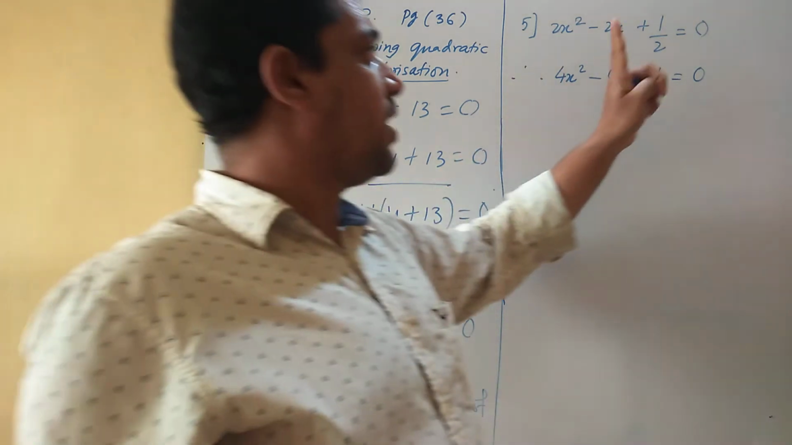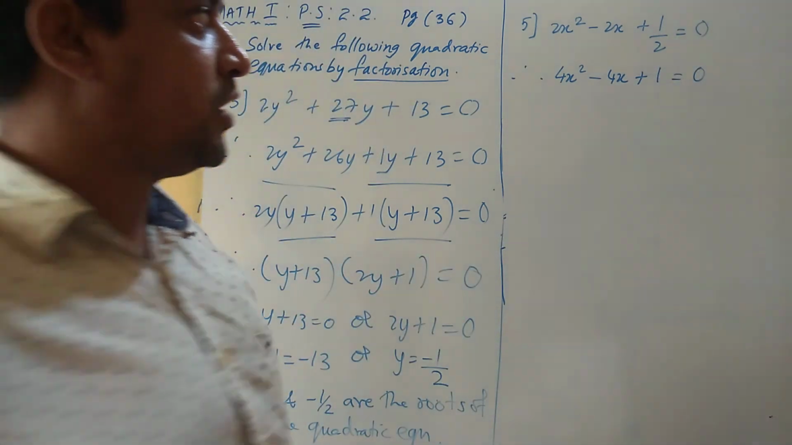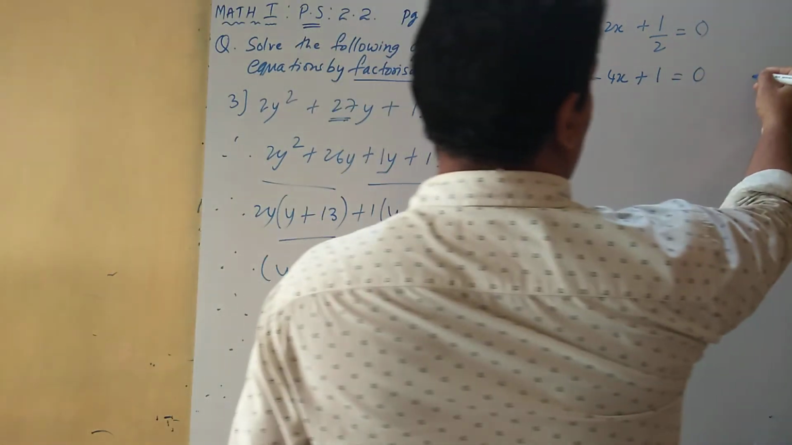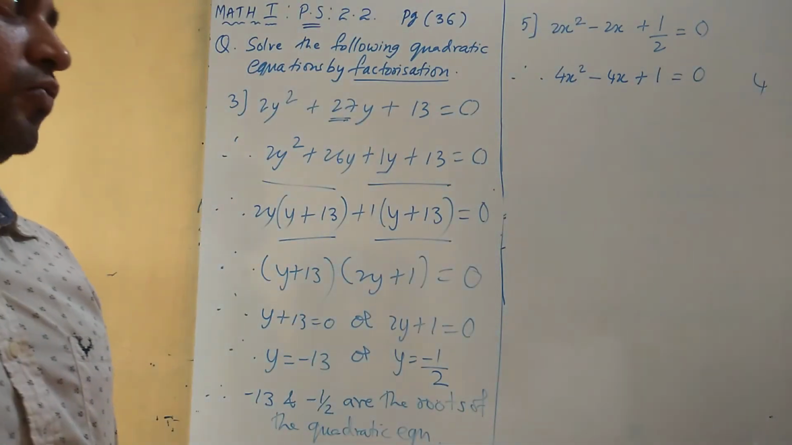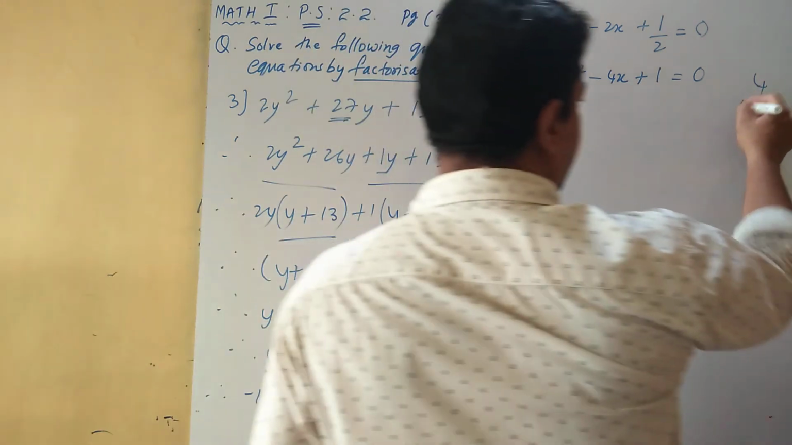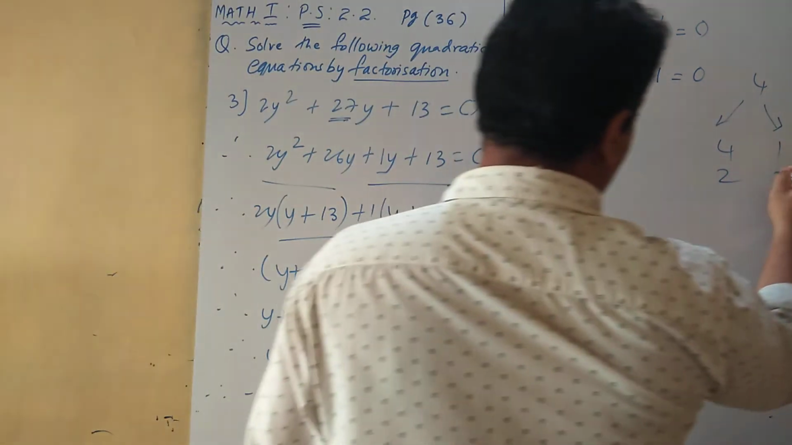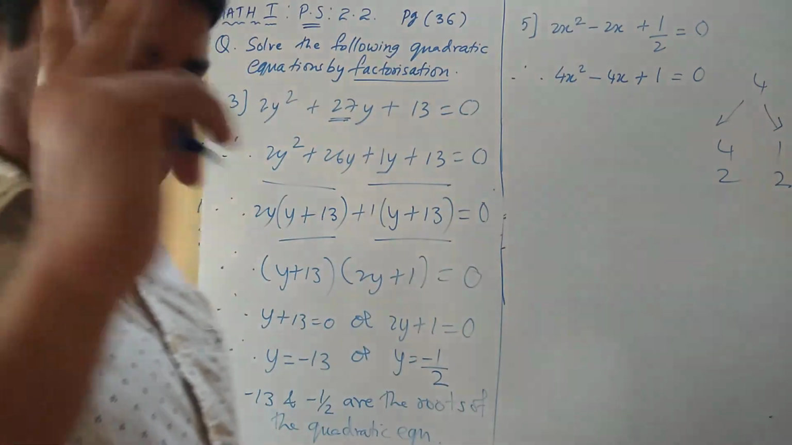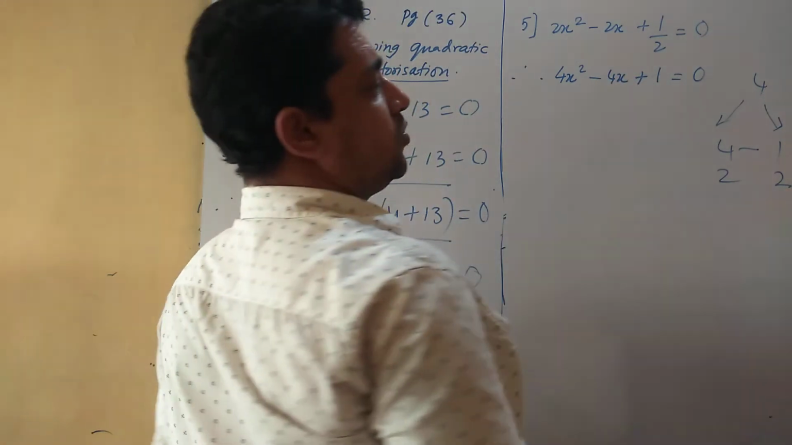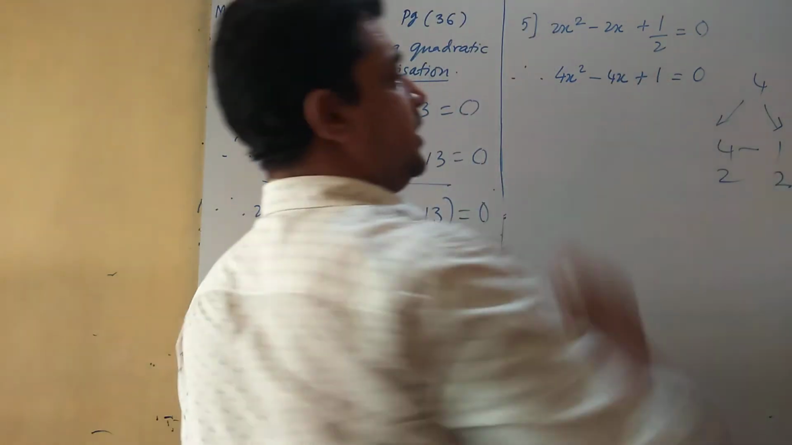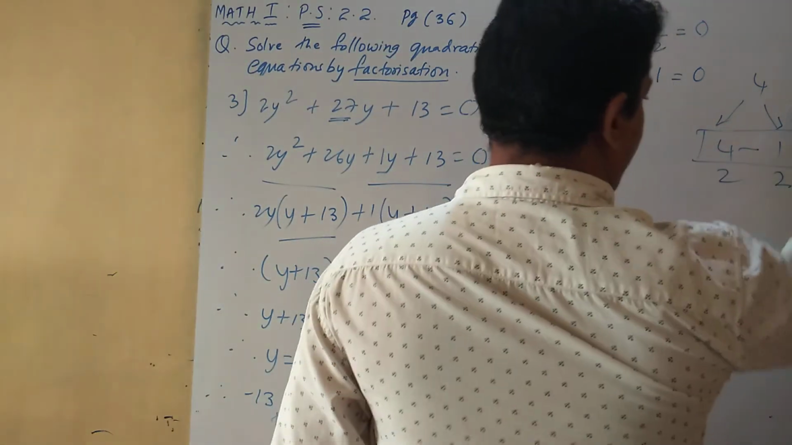So 4x square minus 4x plus 1 into 0. Now what will be your product here? First term into third term is 4, positive 4, correct? Positive 4. Now if I split this number, we have 4 1 the 4 and 2 2 the 4, only 2 pairs. But if I add this, I am getting 5, I should get 4. If I subtract this, I get 3, I should get 4. So this is the incorrect pair.